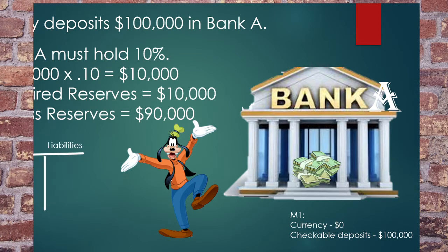Now, if we did a quick little balance sheet, we would see required reserves of 10,000 as an asset, excess reserves of 90,000 as an asset, and liabilities of 100,000.